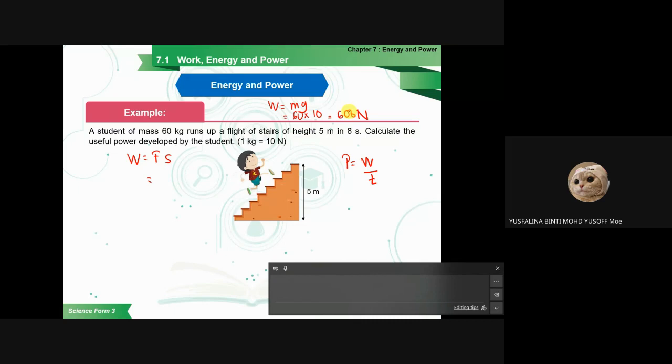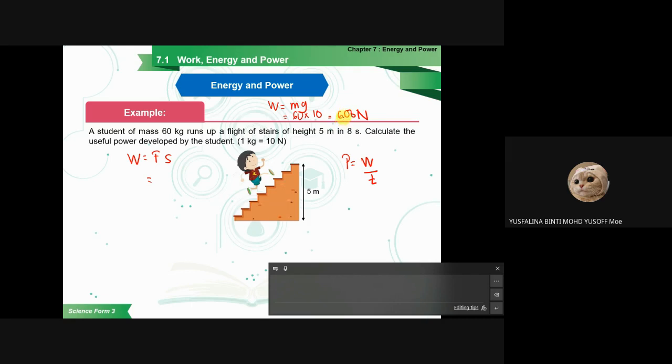Okay, but your weight is different between the earth and the moon because the earth and the moon have different gravitational force. Okay, let's say in the earth there is a 10, right? Your gravitational force is 10, but in the moon it is 1/6 of the earth's.